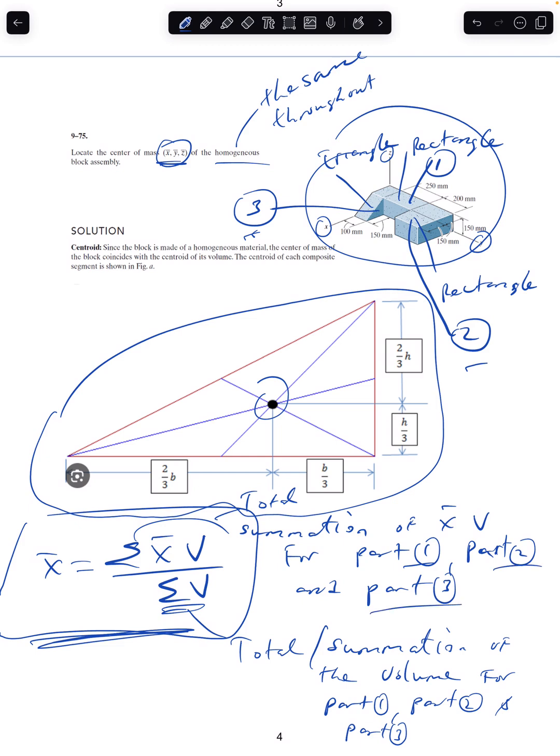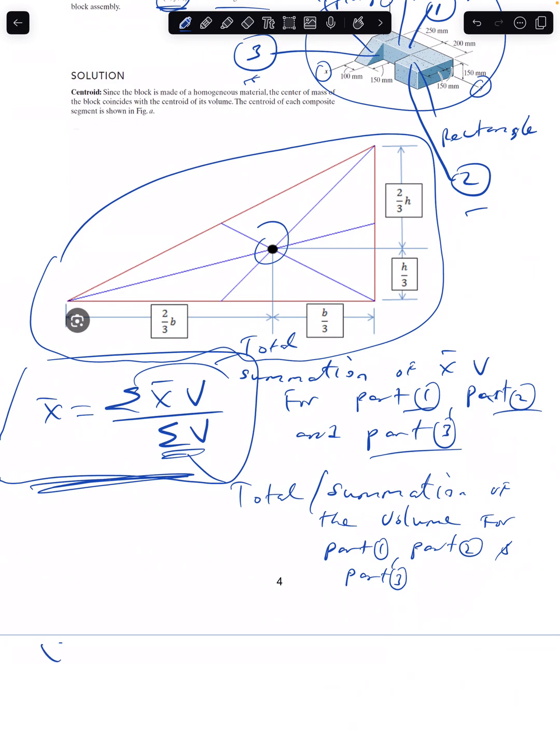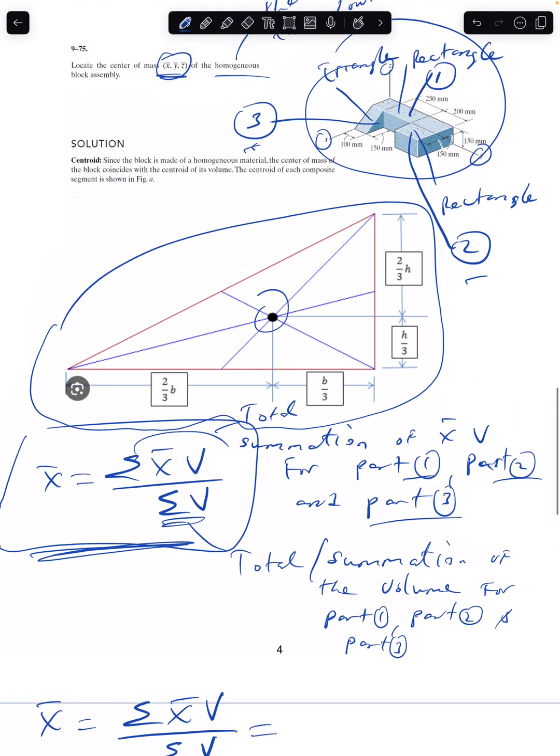Now let's see how that is achieved. X bar is equal to what? The sum of x bar and volume over the sum of the volume is equal to what? Now I will start with part 1. And this is my part 1. So my part 1 is my rectangle. Because I would like you to see clearly, let me clean this properly so you can see the dimension carefully.